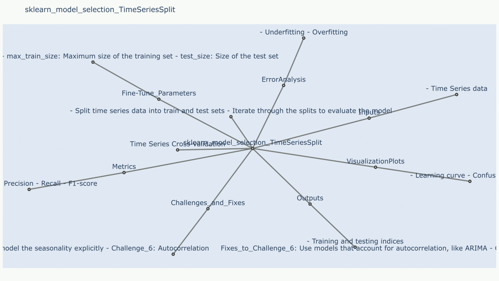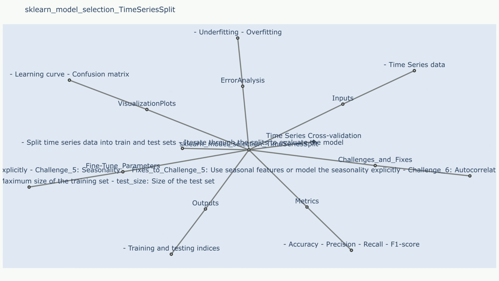Challenge 2: data leakage. Sample use case that resulted in challenge 2: if the test set contains data points that are chronologically close to the training set, information might leak from the test set into the training process, biasing the results.